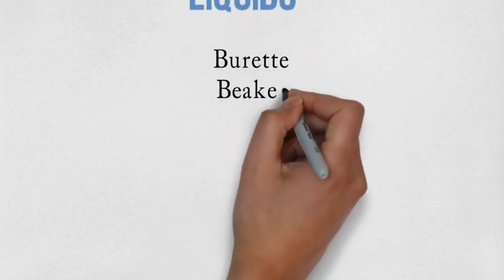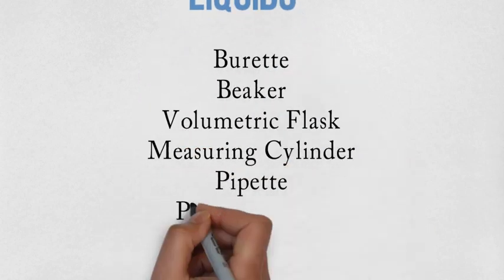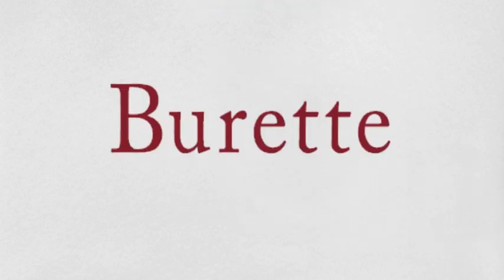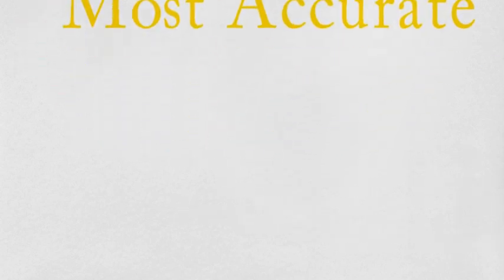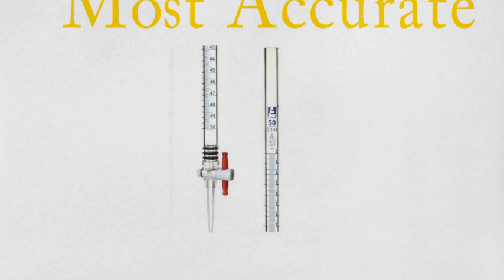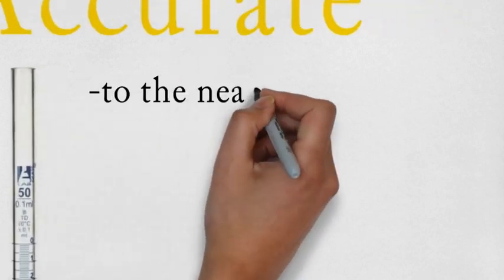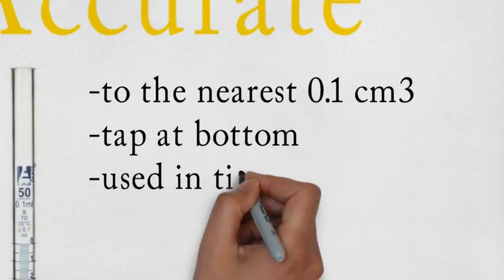For the measurement of volume, we use a variety of apparatus. When we are measuring the volume of a gas, we usually use a glass syringe. While for the measurement of volume of liquids, a variety of apparatus is used, which includes a burette, beaker, volumetric flask, measuring cylinder, pipette, and a plastic syringe. Burette is the most accurate, as it can measure to the nearest 0.1 cubic centimeters. It contains a tap at the bottom and is also used in titration.